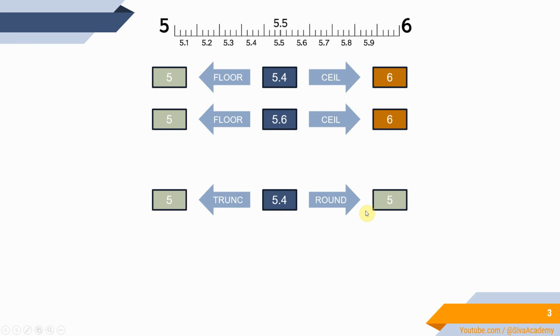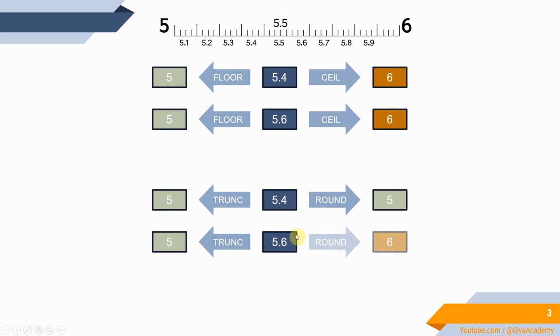In this case, ROUND will also return 5 for 5.4, because ROUND rounds based on the numbers after the decimal point. If it is 5.5 or greater, then ROUND will return 6. Suppose the input is 5.6: TRUNC will return 5, whereas ROUND will return 6. So this is the slight difference in behavior between CEIL and FLOOR versus ROUND and TRUNC. In this video, we are going to understand the CEIL and FLOOR usage for the date, timestamp and interval data types, which of course is very similar to numbers. For date, timestamp and interval also, we will be able to go to the next higher value or the immediate lower value. Let me quickly show you an example to understand this concept better.